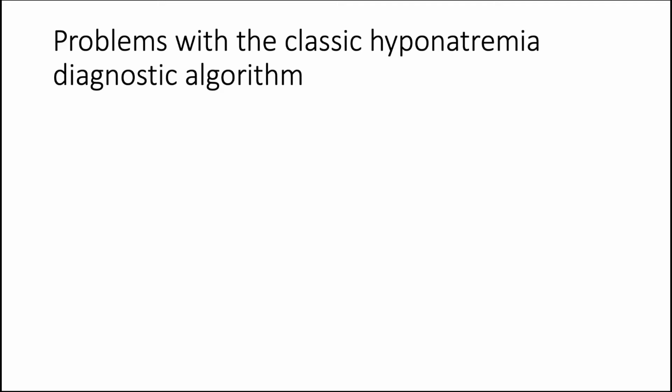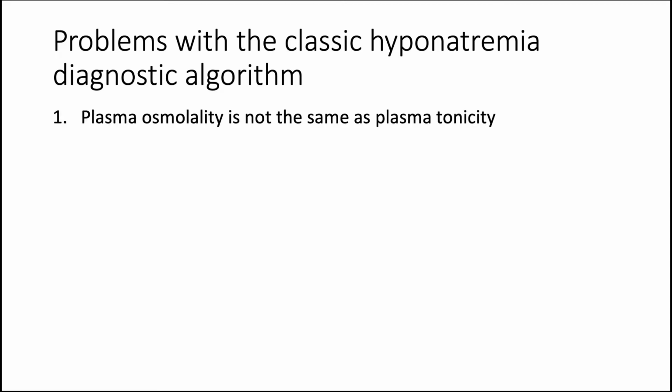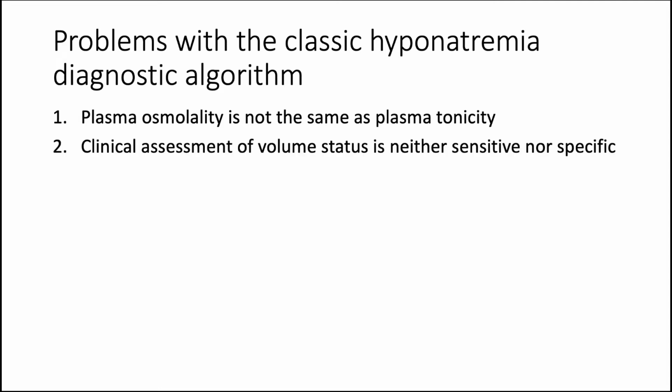So in summary, what are the problems with the classic hyponatremia diagnostic algorithm? Number 1 is that plasma osmolality is not the same as plasma tonicity. Number 2 is that the clinical assessment of volume status is neither sensitive nor specific. And number 3 is that diagnostic yield is low.